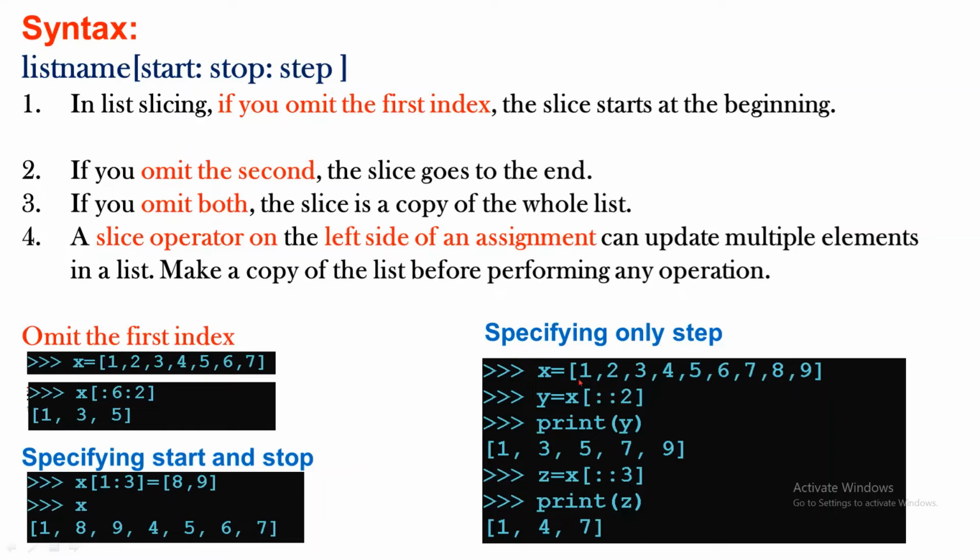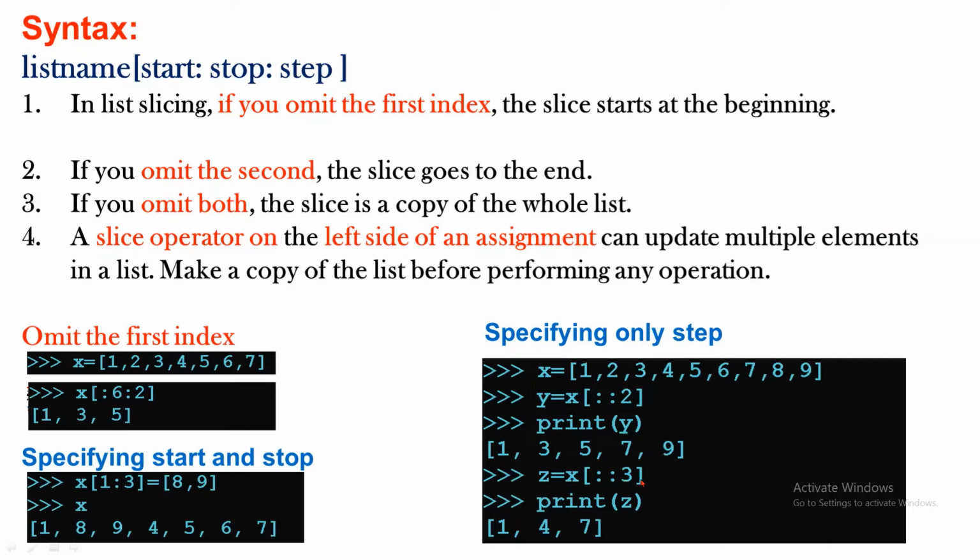So starting with the element at the index 0, which is 1. So 1, then jump over 2 elements, then 3, then 5, then 7, then 9. So when you try to print, it prints 1, 3, 5, 7, and 9.